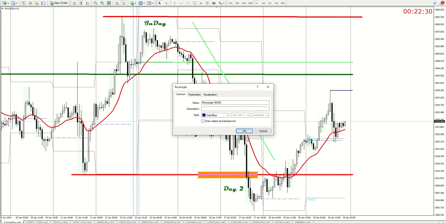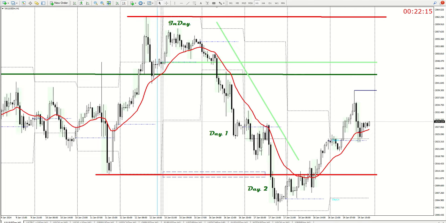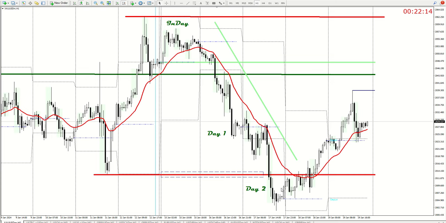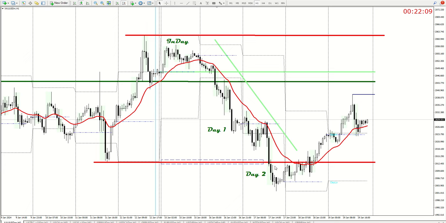I don't even know why you don't draw it, but you're complaining that you are not becoming consistent, but you don't want to draw your levels. Guys, always draw out your levels. Do this when you're analyzing your charts, because these levels will help you. They've broken the low. Once they've broken the low, I will be cautious if I'm gonna be taking the trade, because they've broken the level. So it's fine.